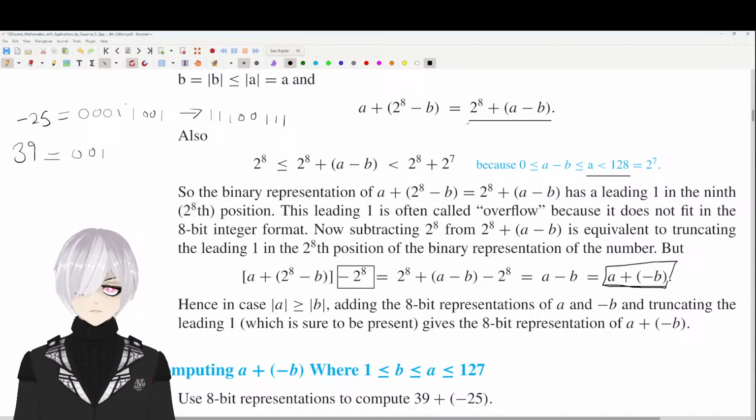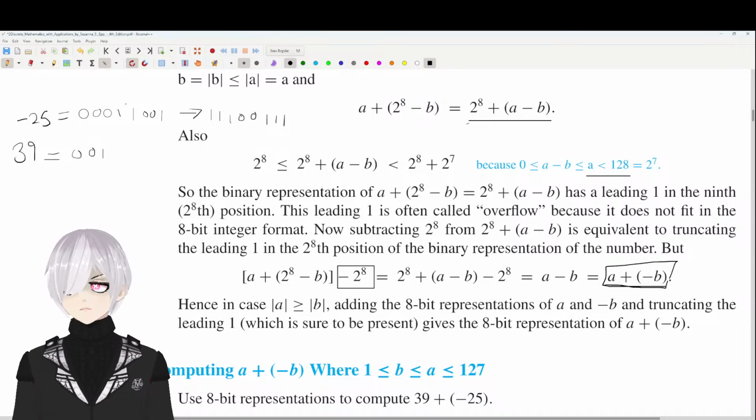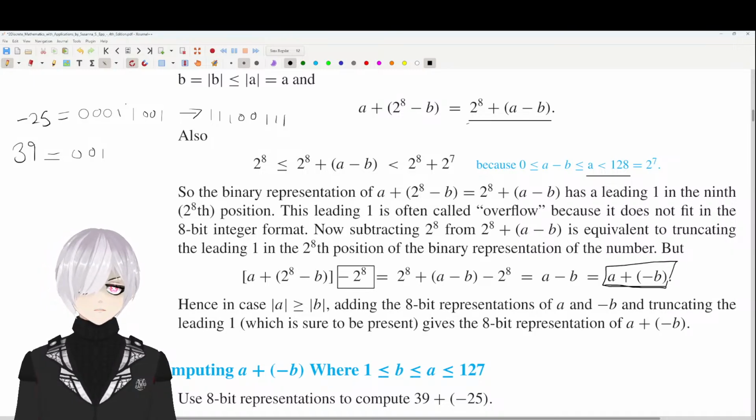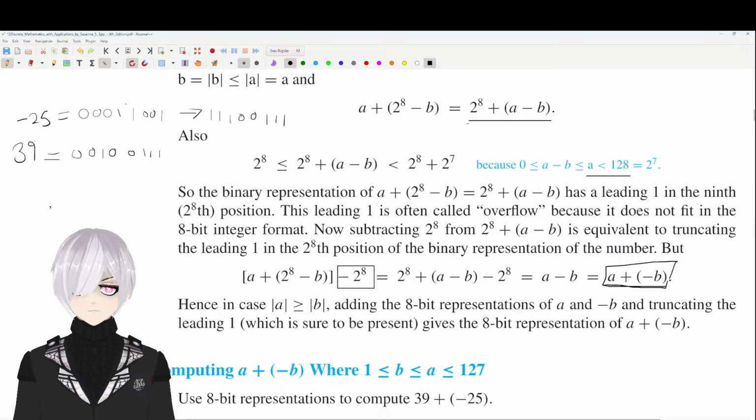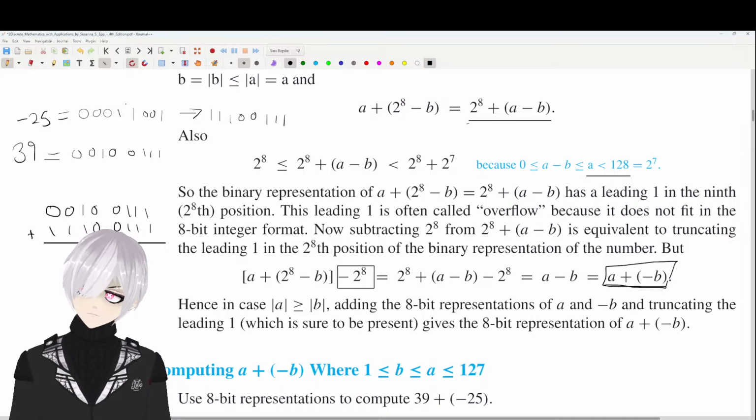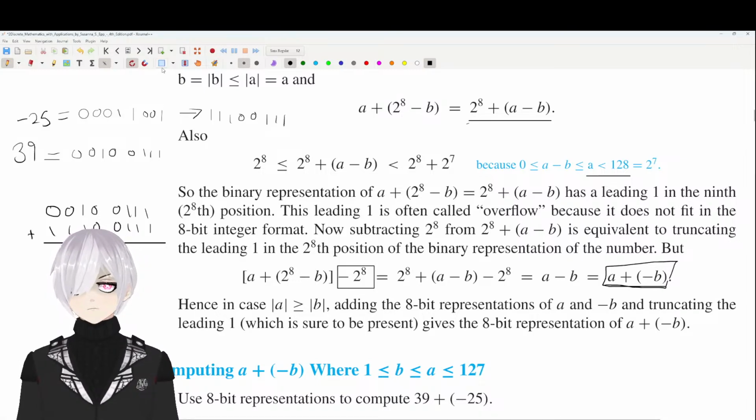For 39, we have 32 plus 7. So we'll need to add 6 and 1. Well, 4, 2, and 1, I believe. Yeah, 32 plus 4. So then we can add 39 plus negative 25. We'd have 0, 0, 1, 0, 0, 1, 1, 1 on top, and then 1, 1, 1, 0, 0, 1, 1, 1.